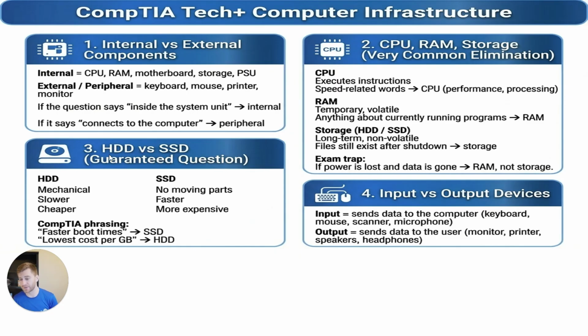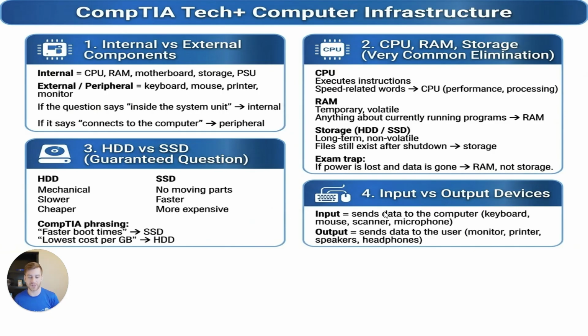Next up is hard drives and solid state drives. You're going to see questions about these, at least one on the exam. Hard drives are mechanical, they're slower, and they're cheaper than SSDs. SSDs have no moving parts, they're much faster, but they're often quite a bit more expensive. For faster boot times, you're looking at solid state drives. For faster file transfer, for faster accessing of files, you're looking at solid state drives. Lowest cost per gigabyte, hard drives. Anything mechanical, spinning disk, that's hard drives. So keep those in mind.